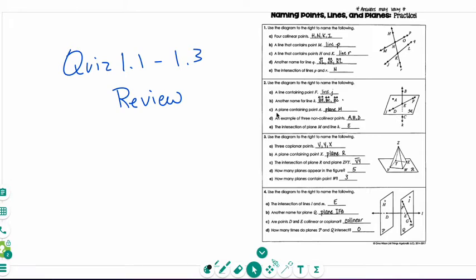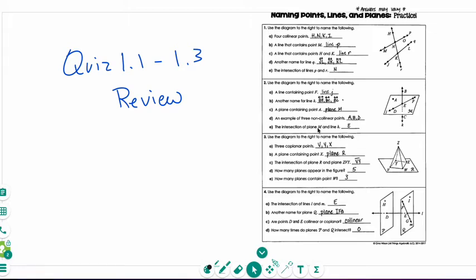A plane containing point A. So the plane containing point A would be plane M. We're going to use this M because it doesn't have a point next to it. An example of 3 non-collinear points. Non-collinear points means they do not all 3 lie on the same line. So A is not on the same line as B, and it's also not on the same line as D, and D is also not on the same line as B.